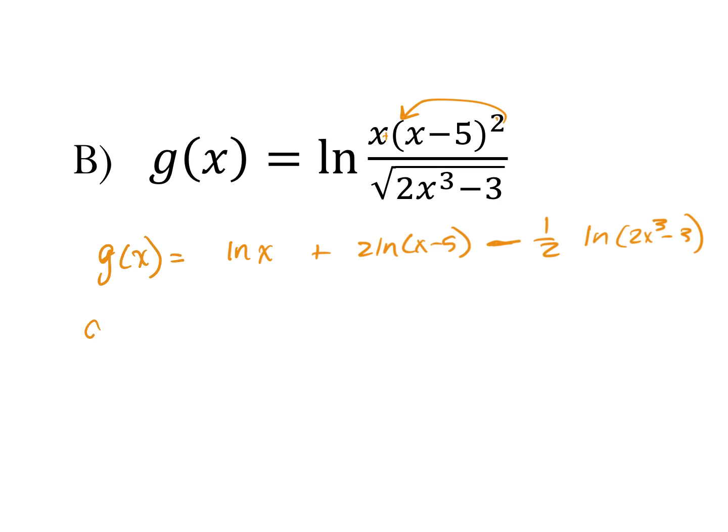If I go to take the derivative, now I have these separate terms. What's the derivative of the natural log of x? 1 over x plus, what's the next one going to be? 2 over x minus 5 minus 1 over 2 times 2x to the third minus 3, times, and I'm just going to turn the top into 6x squared because we would have to take the derivative of that 2x to the third, silly chain rule.